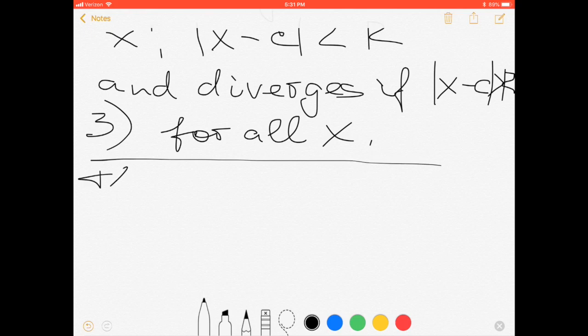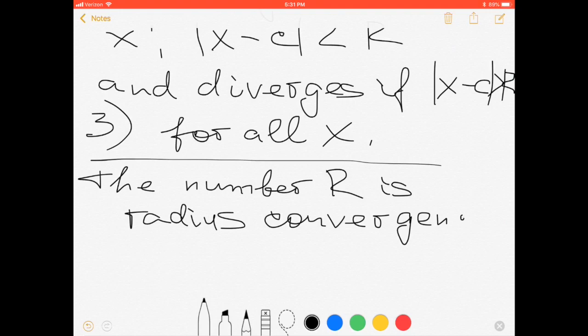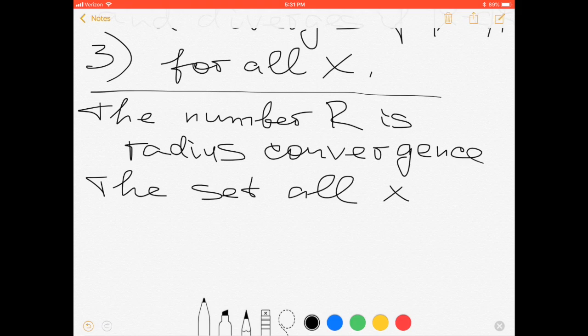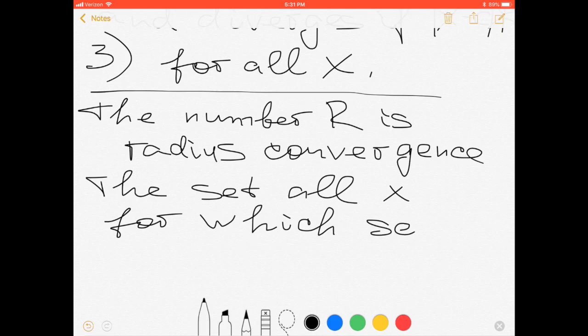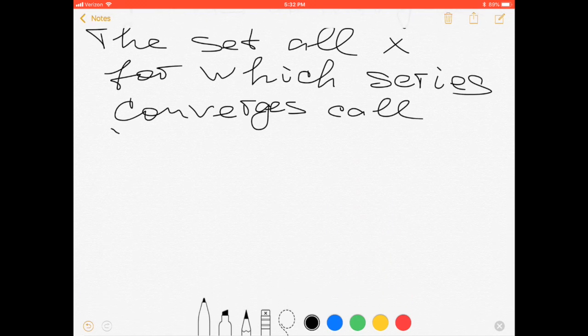Okay, here we have a couple of definitions. First, the number R from this theorem we call the radius of convergence. The set of all x for which the series converges, we call the interval of convergence.